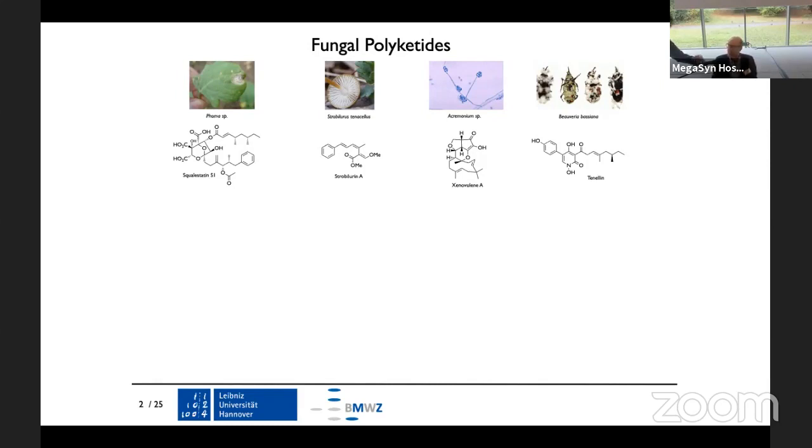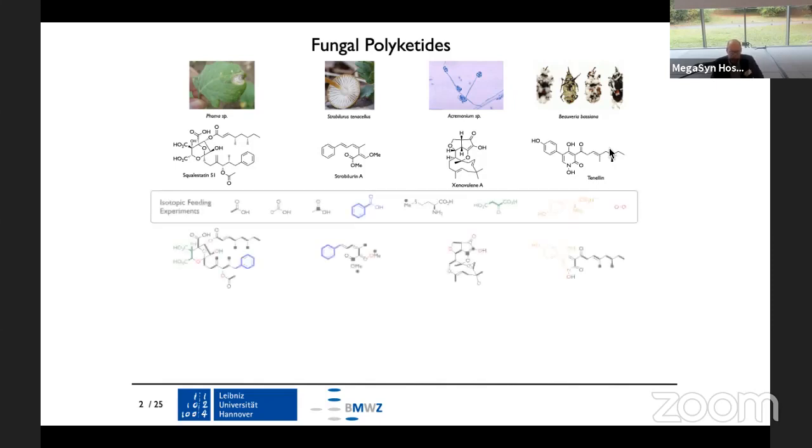So some of the compounds which we've been looking at in my group would include, for example, here squalestatin. This is a nanomolar inhibitor of squalene synthase, so a cholesterol inhibitor. Strobilurin A, this is a very potent antifungal, and it's used for the development of agricultural fungicides. Xanoviline is a potent agonist of the GABA receptor in brain tissue. And tenolin here, which doesn't really have any biological activity as far as we know, but we use it as a very interesting model.